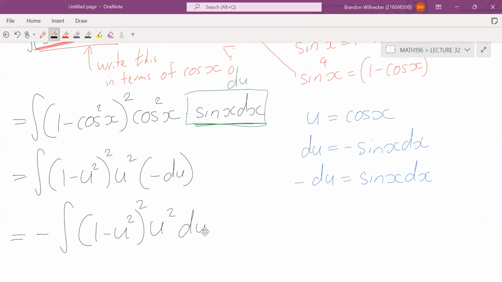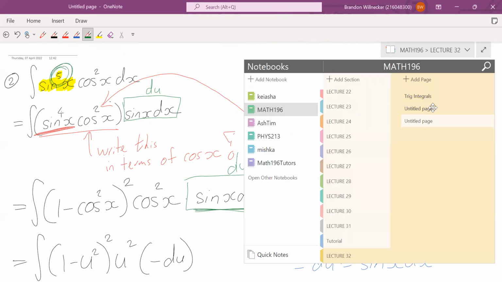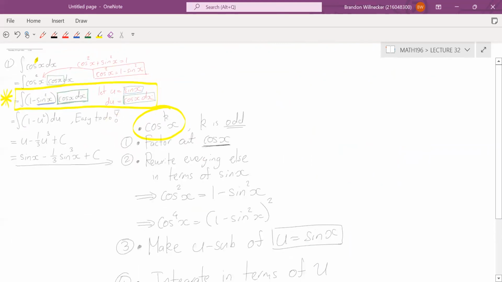Okay, I've just got a question here. Why did we make it cos from the beginning? We made it cos because the power of sine is odd over here. So if we go back to the previous example, we saw that cos has an odd power. So we factor out cos. Okay, so we had cos to the power 3. We took out one of the cos terms.